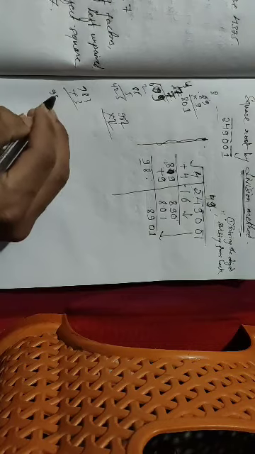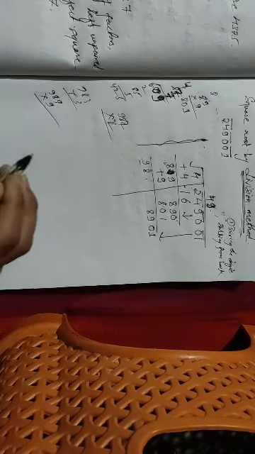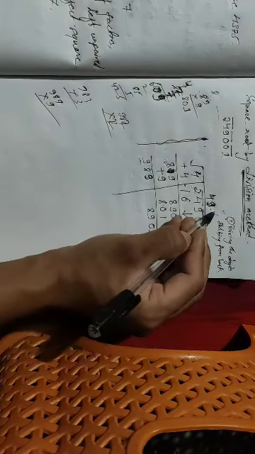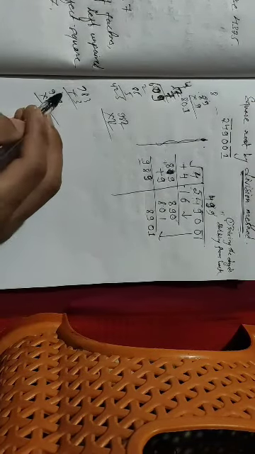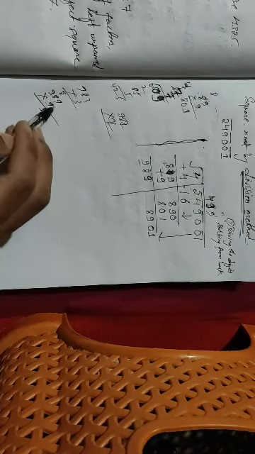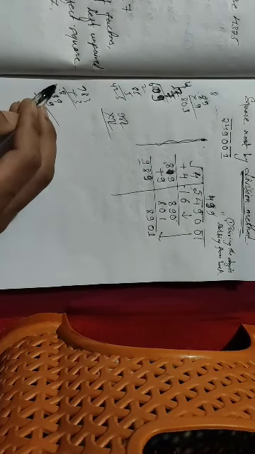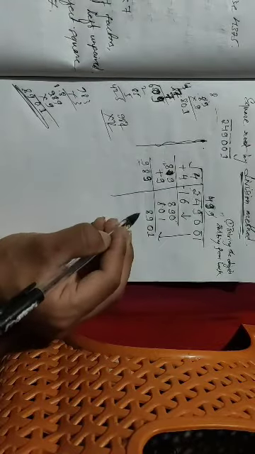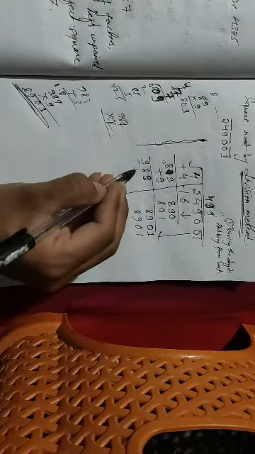So if I try 989 into 9, what will happen? Because I am putting 9 here, I have to multiply with 9 only, isn't it? So 9 nines are 81. 8 nines are 72 plus 8, 80. 9 nines are 81 plus 8, 89. See, it is exactly divisible: 8901, 8901. So it will be 9. So 8901. So we have to add 9 here.